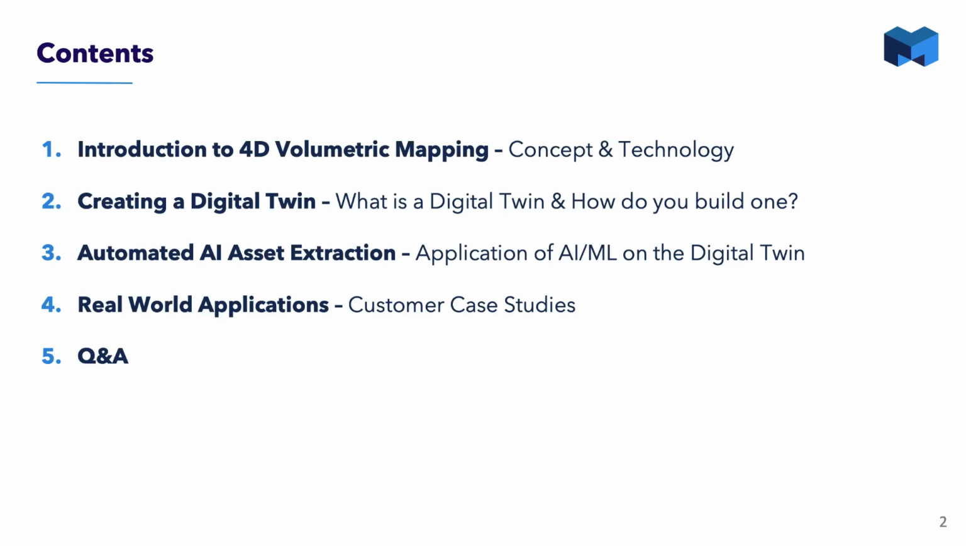Talking then about digital twins, how do we actually create a digital twin? What is it to start with? How do you build one? What are the technologies and the approaches used? Then we'll look at AI asset extraction. How can we apply artificial intelligence and machine learning on the digital twin model to extract features automatically? Can we get the AI to do all of this heavy lifting so there's much less human involvement in that kind of task? And then just finishing up with a few real world examples of different customers that have been using our technology.